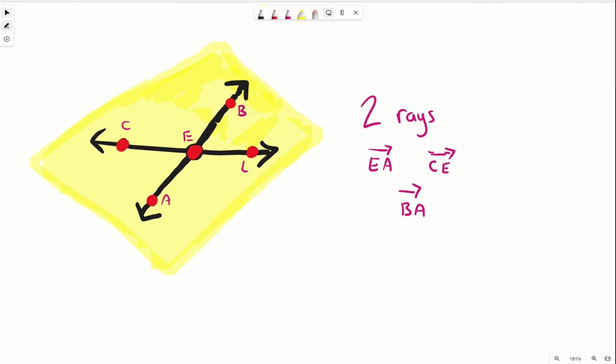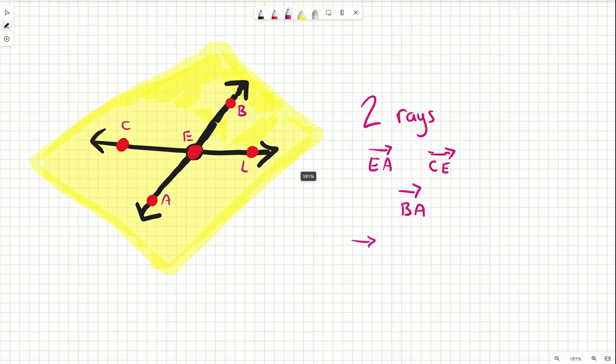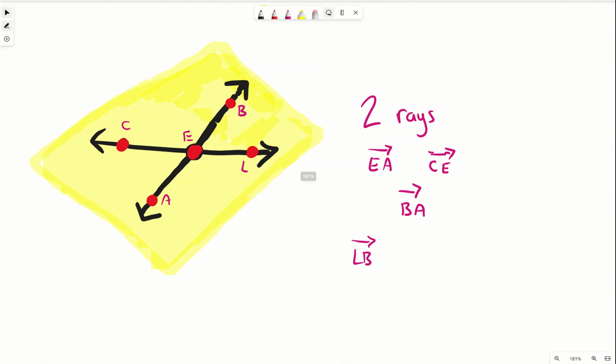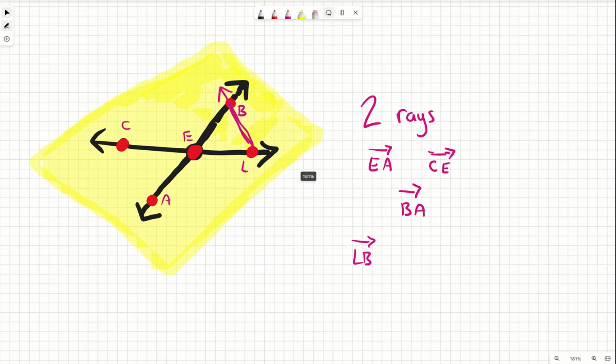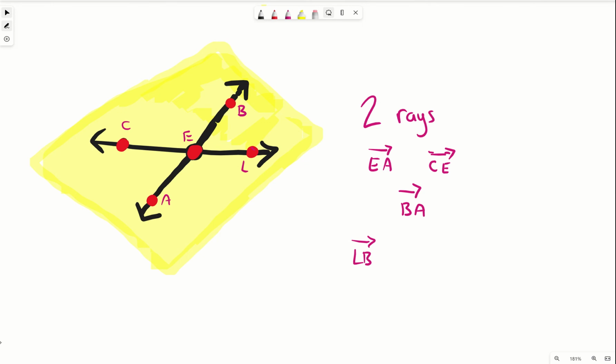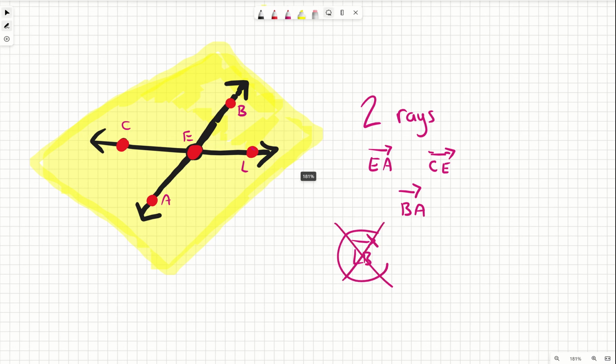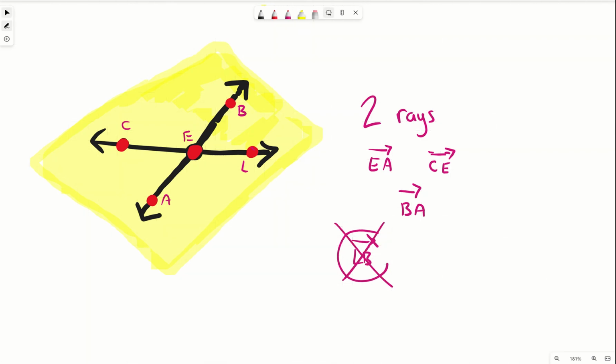Could I have ray LB? Would that be a ray? That would not be a ray because there is no line connecting L and B where it extends forever in the other direction. So not a ray. Don't do this. That's bad. All right. So that's rays, lines, line segments. They all work the same.